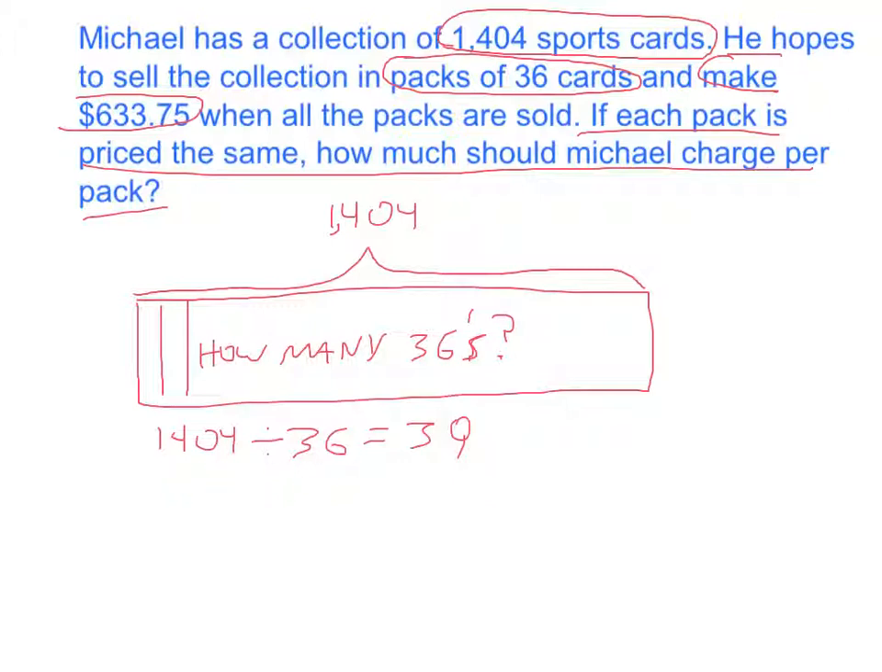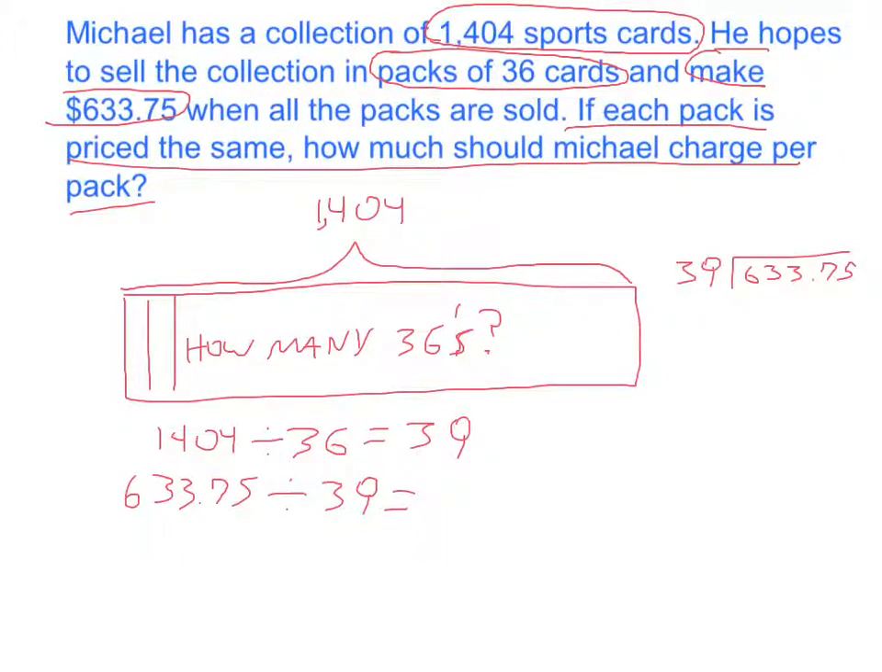And the next thing that we need to do is figure out, okay, so he's got these 39 packs of cards that he's going to sell, but he needs to sell them all and get $633.75 at the end. So we have one more division problem we need to solve, and it's this. It is 633.75 divided by 39. And I'll go ahead and solve that really quickly here and put the answer up in just a second. All right, I've got it set up over here to the right. Let's go ahead and solve it.